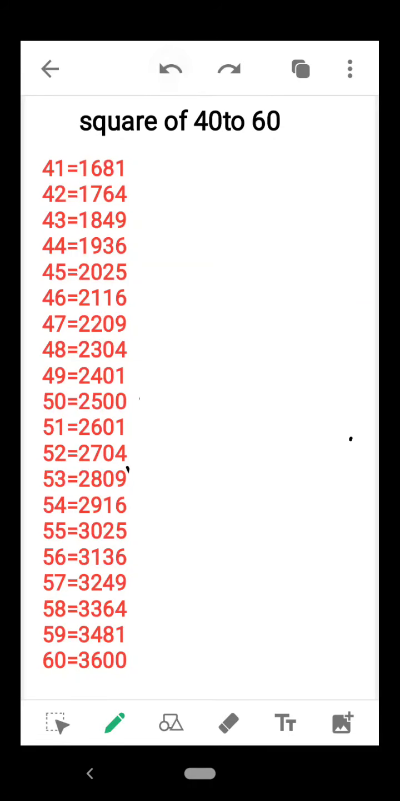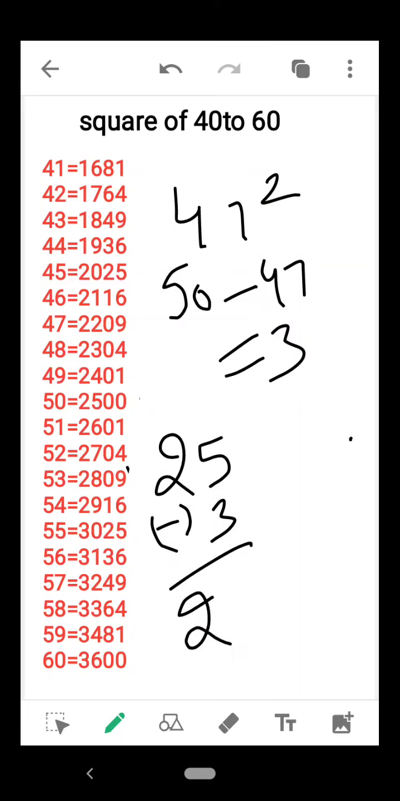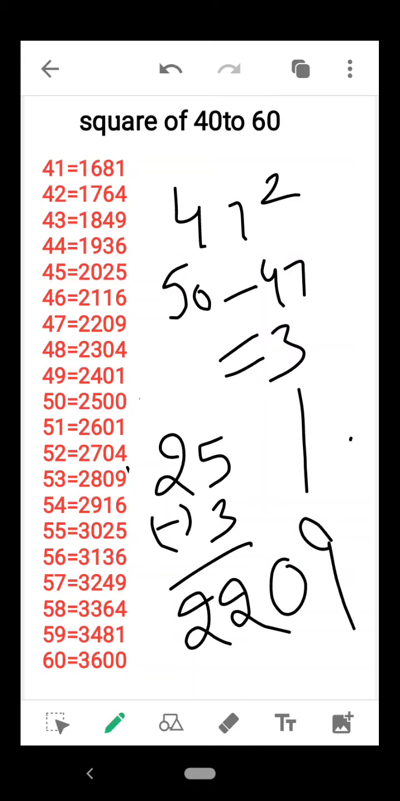इसी तरह से हम अगर कोई और नंबर लेते हैं, suppose we take the number 47 square. So how can you solve 47 square? 50 से कितना अवे है? 50 से 3 अवे है. तो सबसे पहले 5 का स्क्वायर कितना होता है? 25. 25 में से कितना माइनस करना है? 3. तो ये आ गया 22. और 3 का स्क्वायर क्या होता है? 9. तो इसे 09 लिखोगे. तो आंसर कितना आया? 2209.